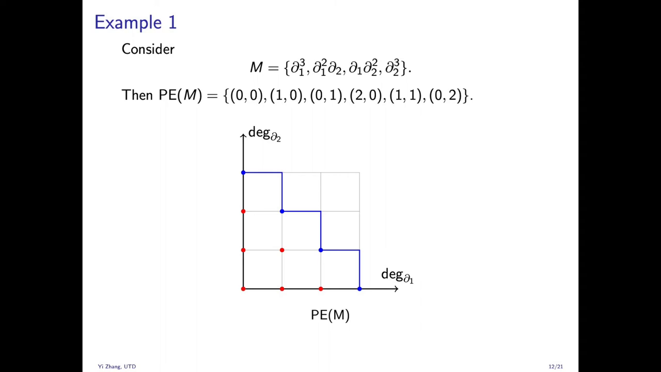Let's look at one example for the parametric exponent. In this case, M is just some differential monomials, and it's a Gröbner basis. The exponents of the leading terms of M, I marked as blue dots in this picture, and they form a stair, and the red dots under this stair are the parametric exponents of M. It's a differential analog of a standard monomial in the commutative case.